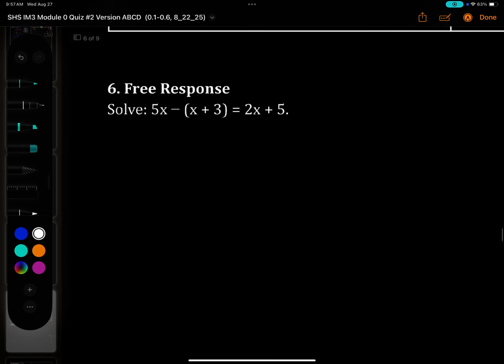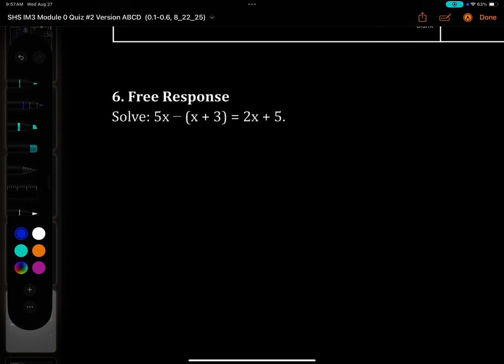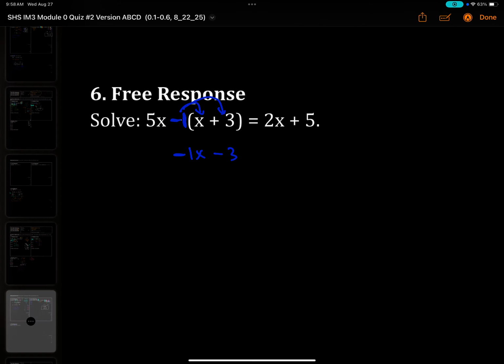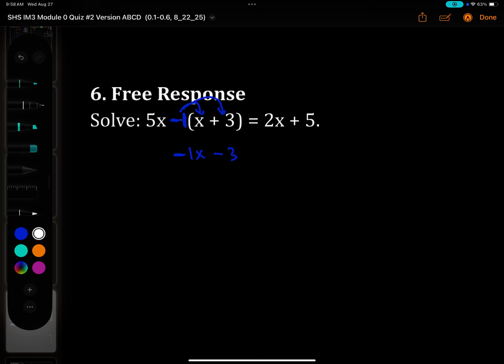And number 6. Okay, this one's a tricky one. You have this negative sign, which you can do as a -1 and then just distribute. Okay, -1x, that becomes -3. Everything else remains the same, so you have the 5x and then 2x plus 5 on the right side.